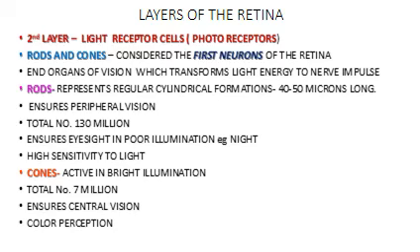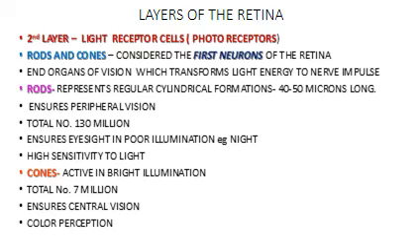Let's look at the second layer. The second layer is the one which contains the photoreceptors, so it has the light receptor cells. And what are these photoreceptors? They are the rods and cones, and they are considered the first neurons of the retina. They are the end organs of vision which transform light energy to nerve impulses.